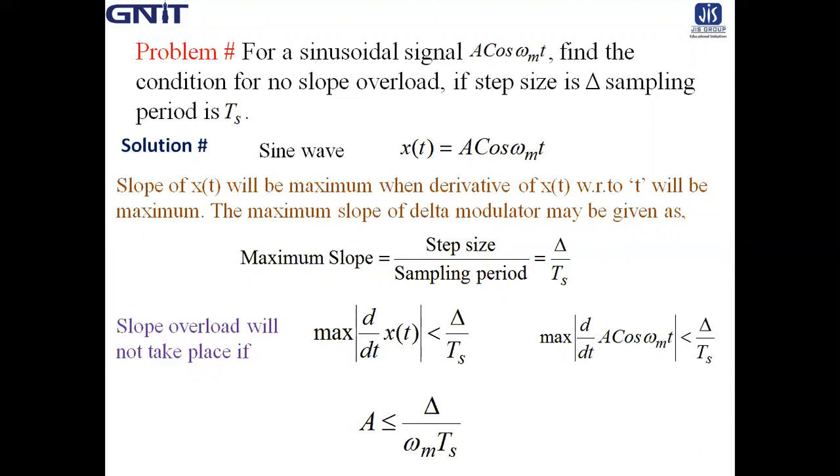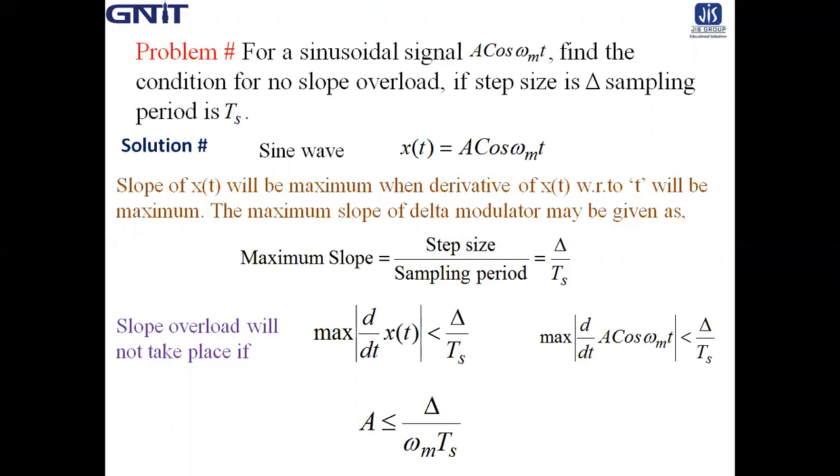Before we move to adaptive delta modulation, I'm giving you a problem. For a sinusoidal signal A cos omega m t, find the condition for no slope overload if the step size is delta and the sampling period is Ts. It is based on the slope overload distortion.